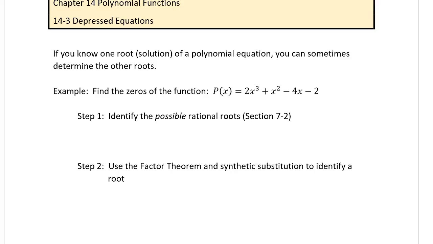This video is for section 14-3 about depressed equations. If you know one root of a polynomial equation, you can sometimes determine the other roots. Let's do an example to see that.